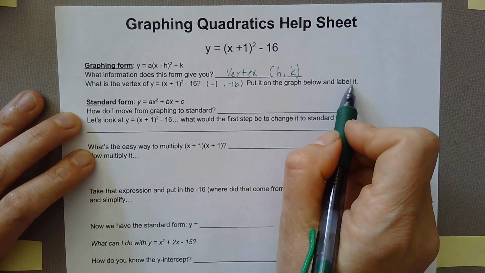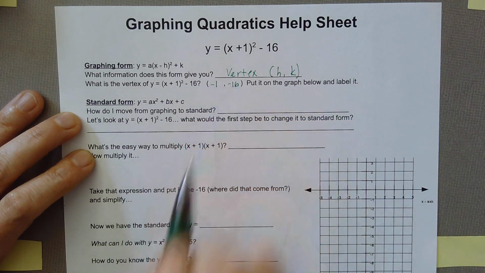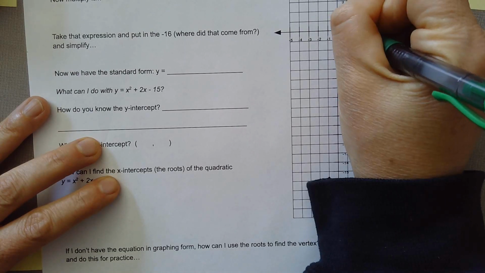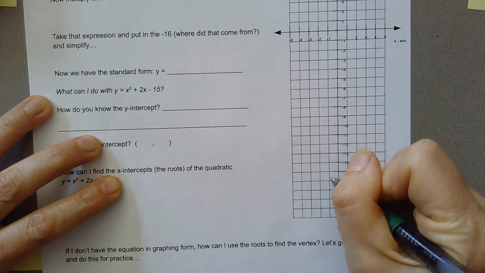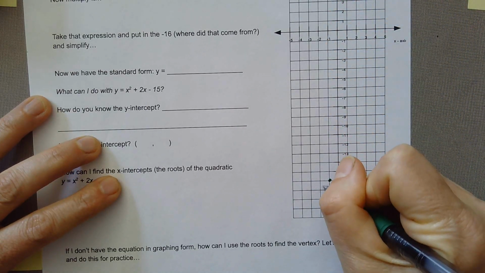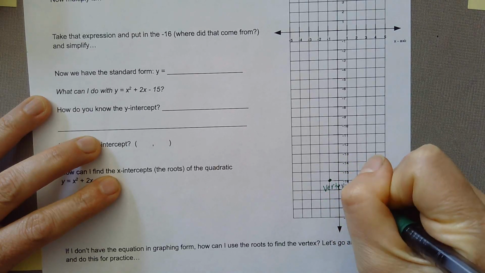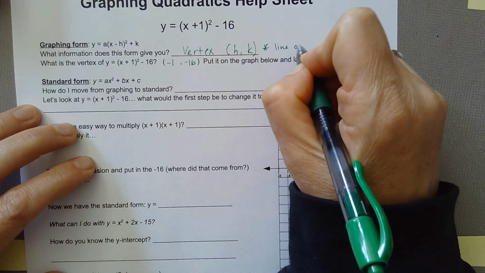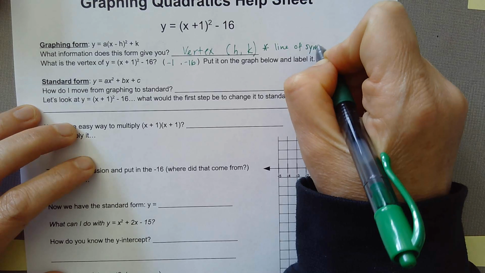Let's put this on the graph and label it. So negative 1, negative 16 is my vertex. So down here, negative 1, negative 16 is my vertex, which, by the way, is also where you find your line of symmetry.